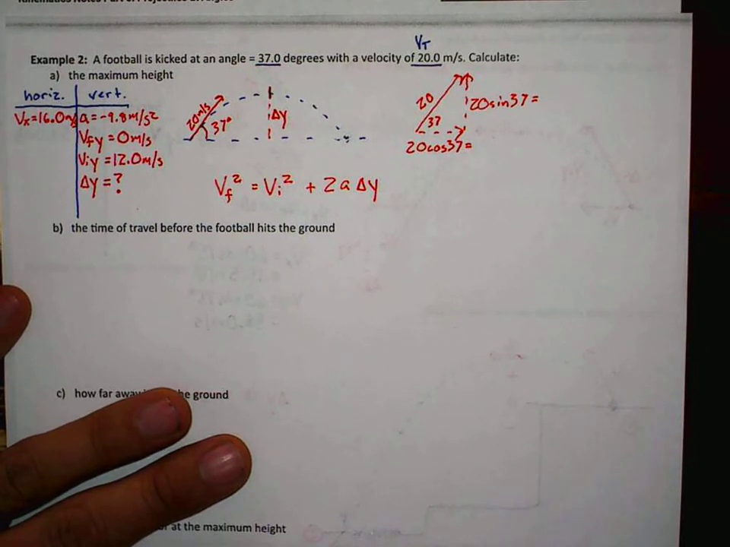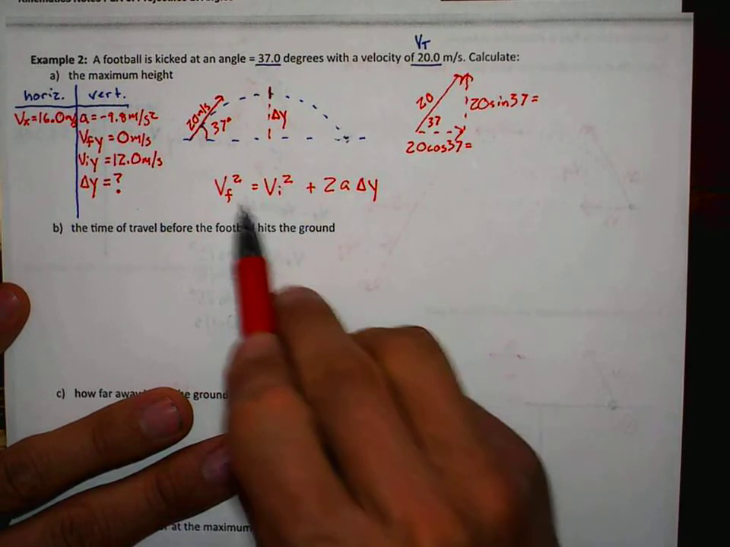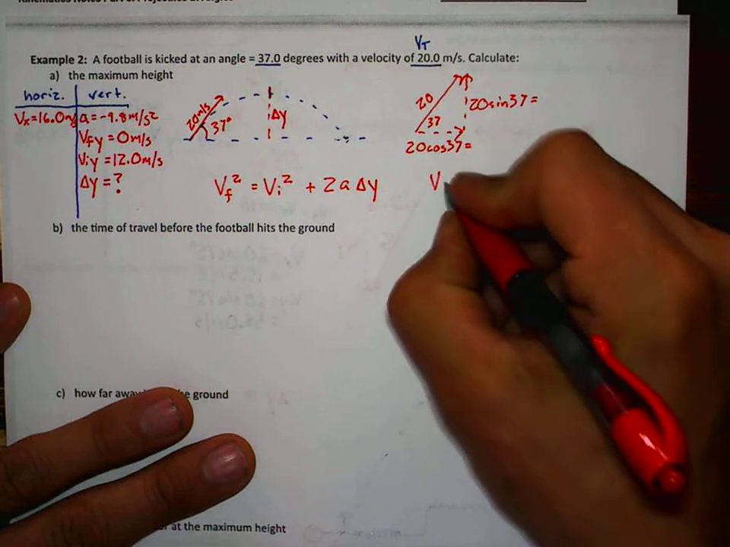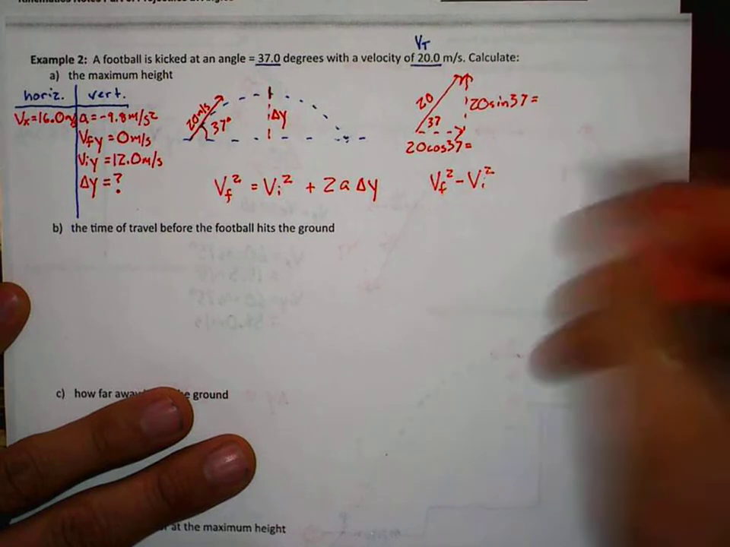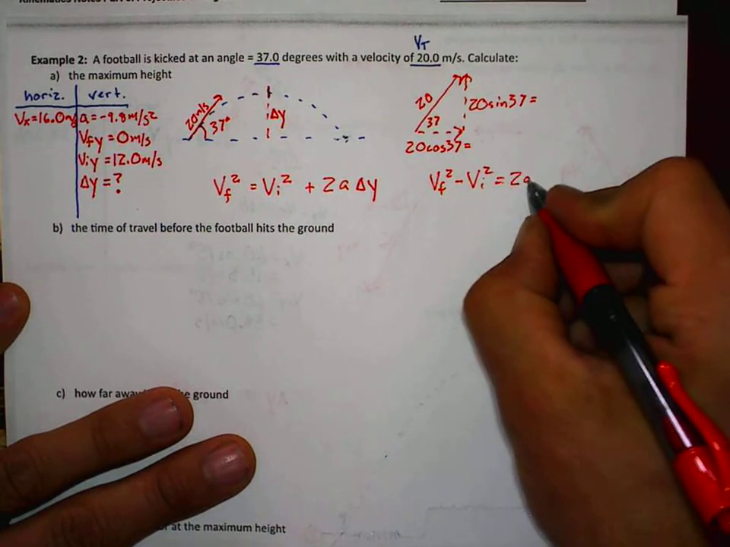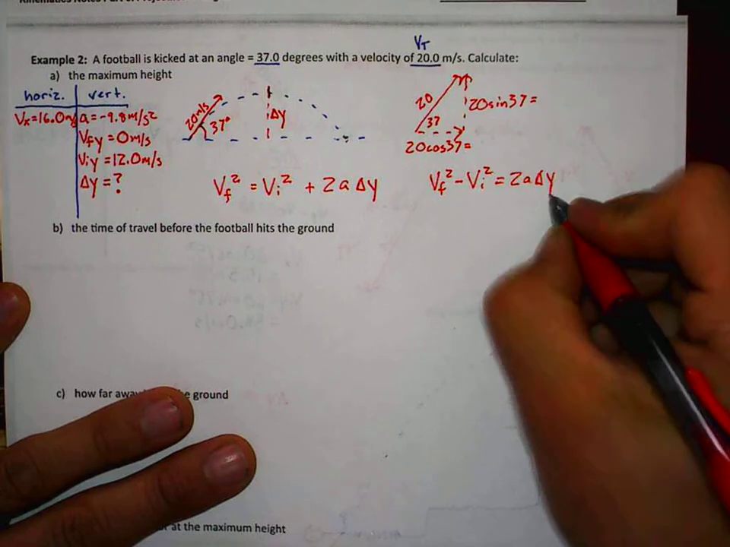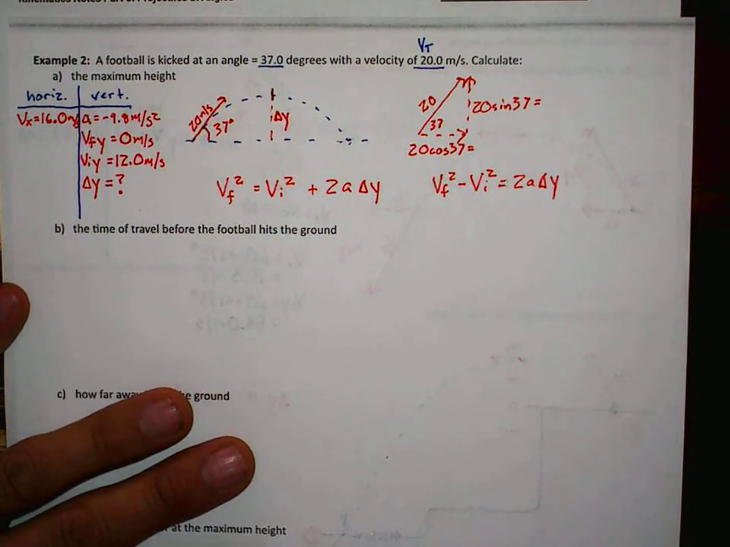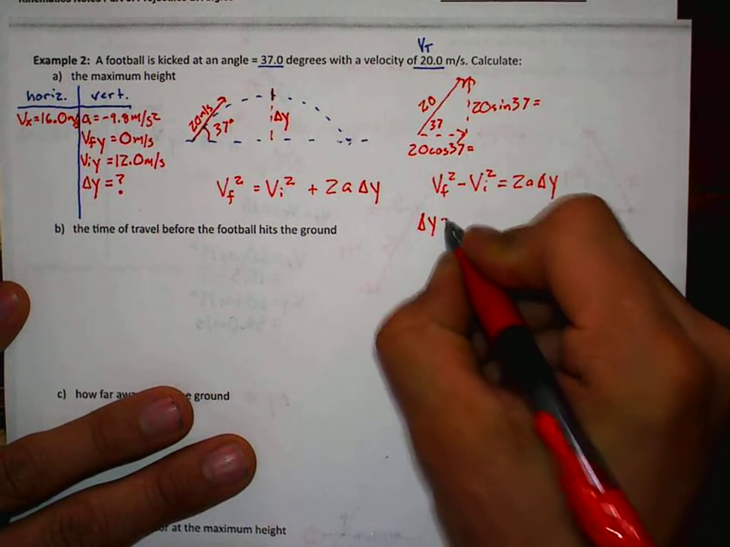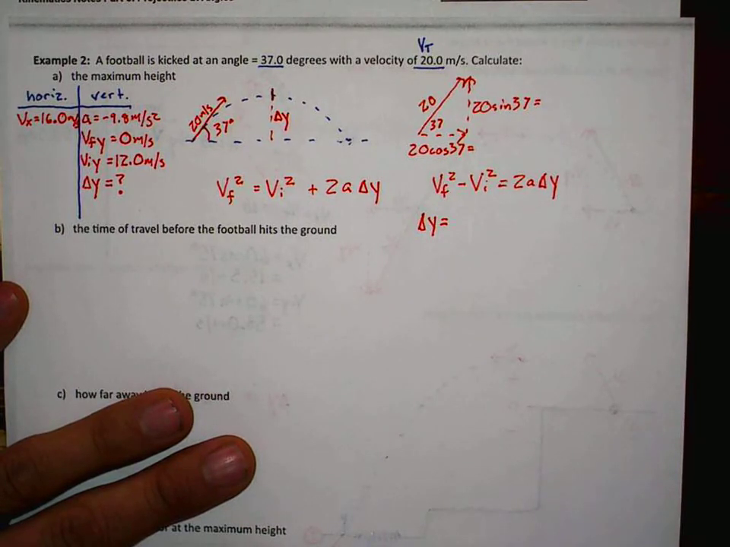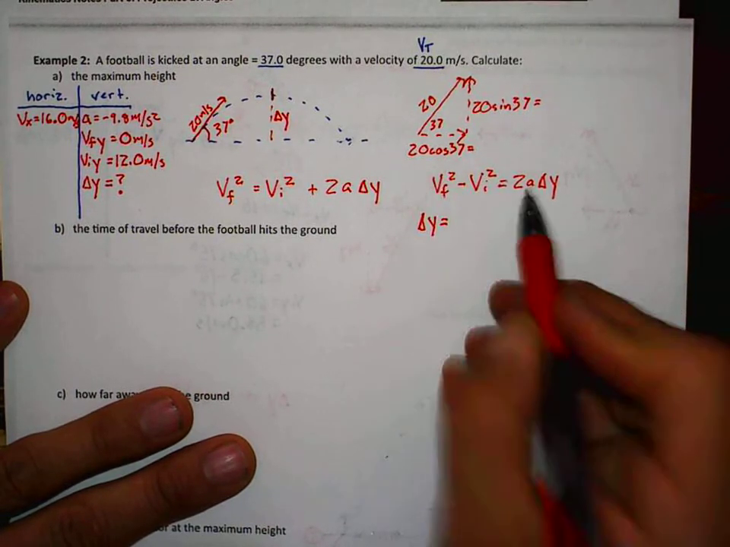Okay, let's rearrange this first instead of just plugging numbers in this time. We want it to say delta y equals. So first I'm going to subtract that to the other side. VF squared minus VI squared equals 2A delta y. Okay, now what do I do? Divide by 2A. So I'm going to say delta y equals, and then I'm just going to write this divided by 2A.